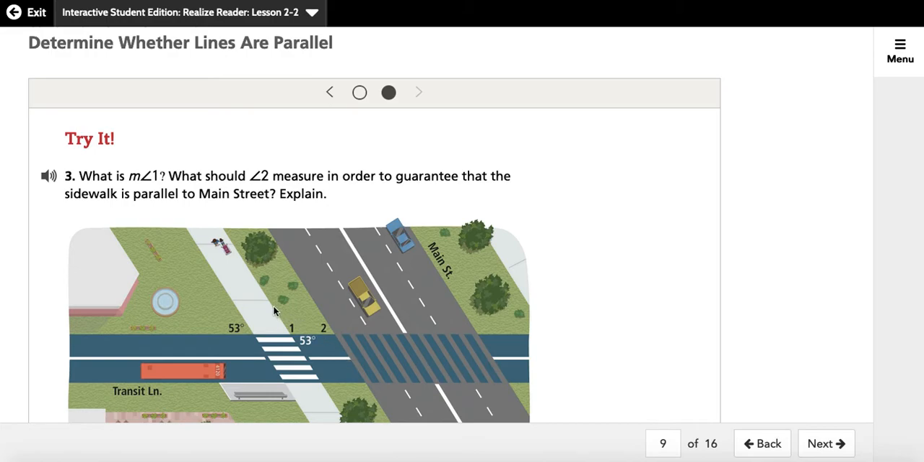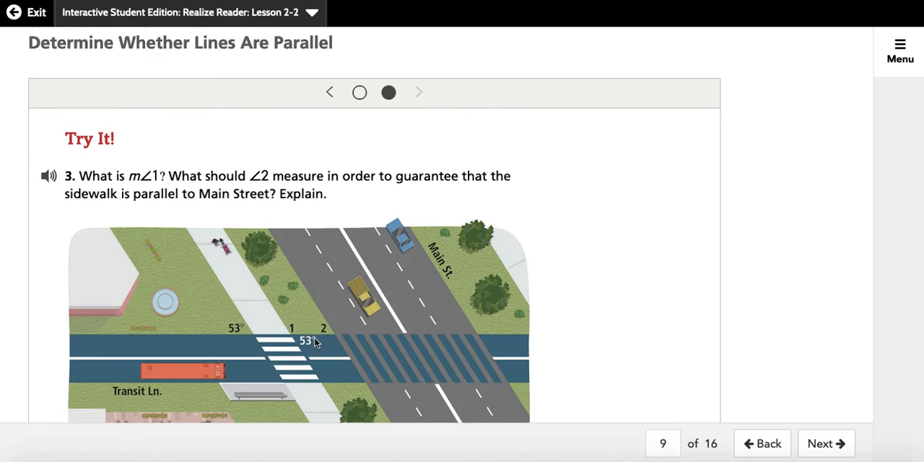All right, I can see that this is a straight line, so 53 and angle 1 are supplementary. They're a linear pair, so they add up to 180. 180 minus 53 is 127. And then I see angle 1 and angle 2 are same side interior. If these are parallel, then these would have to add up to 180 in order to make those two lines parallel. And if this is 127, then angle 2 must be 53.